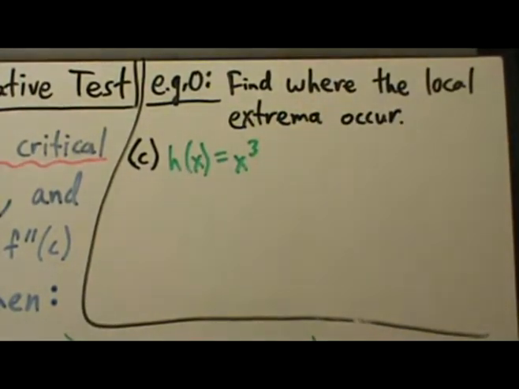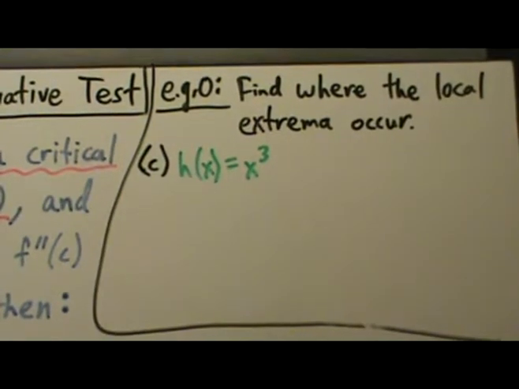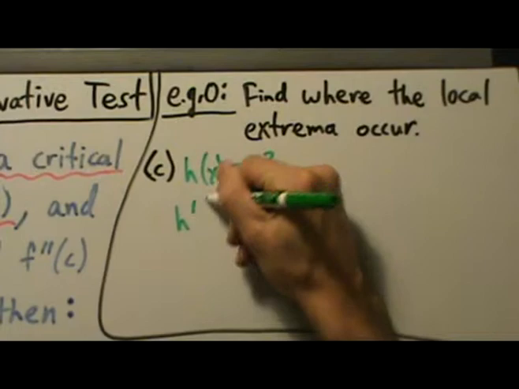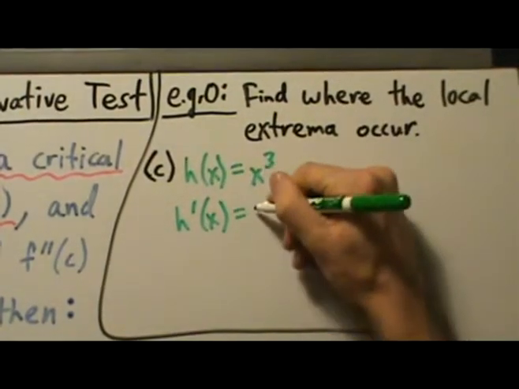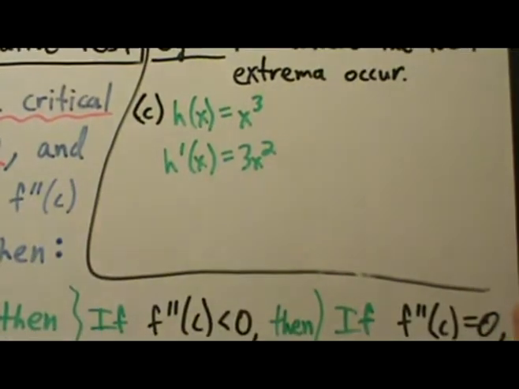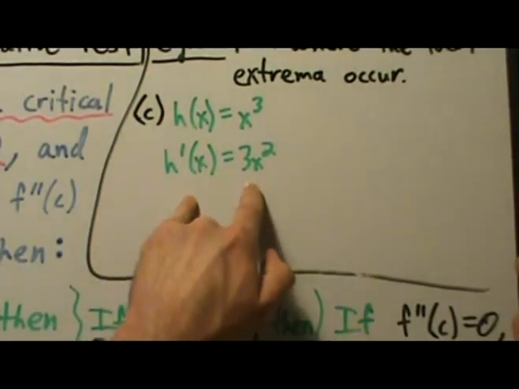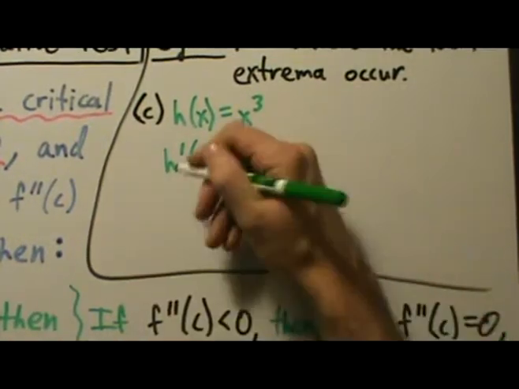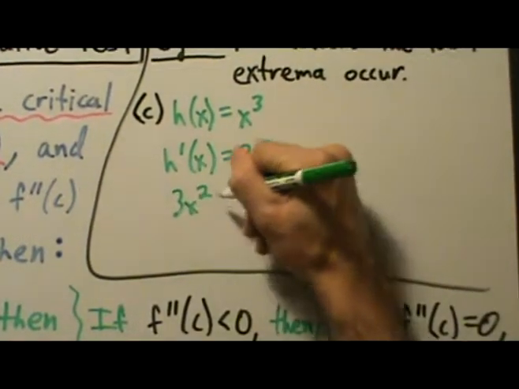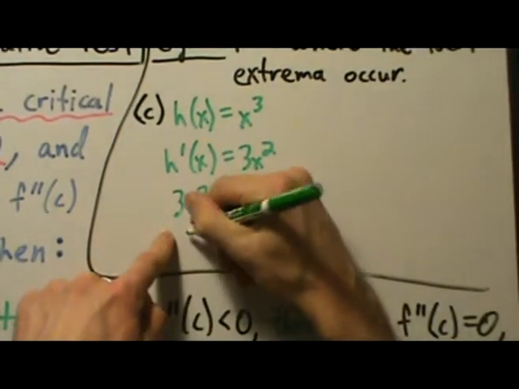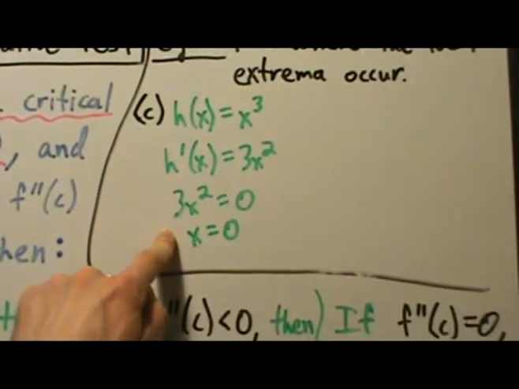All right, so we're going to do the second derivative test. So the first thing we do is find all the critical points. So h prime of x equals 3x squared. Okay, and if we want to find critical points, we find out where the first derivative is 0, where it is undefined. It's a polynomial, so it's never undefined, so we just set it equal to 0. 3x squared equals 0. Now if 3x squared equals 0, then what's the only thing x could be? Just 0. Okay?